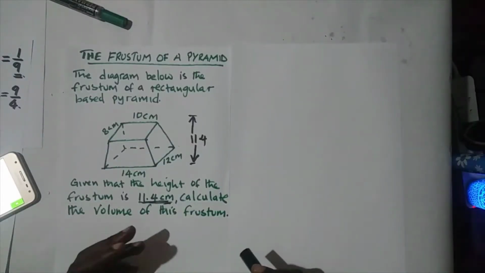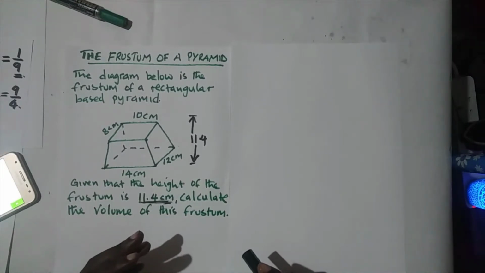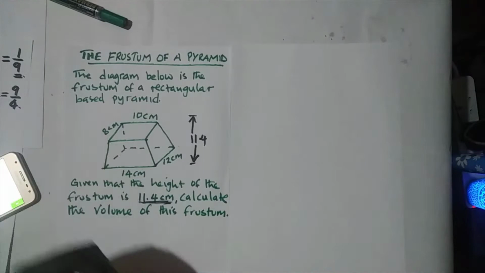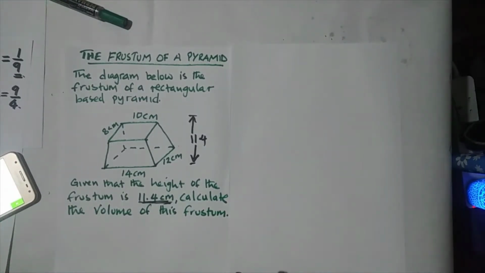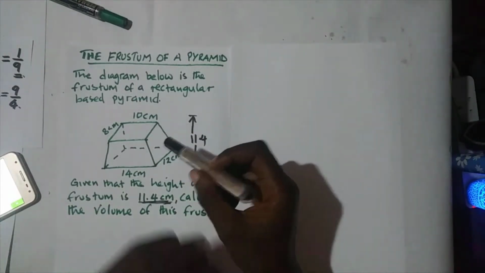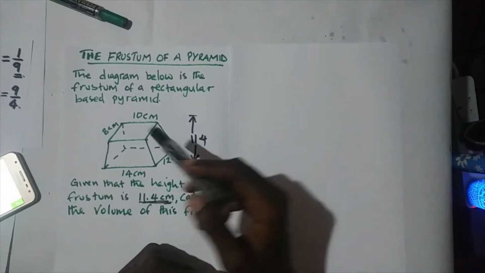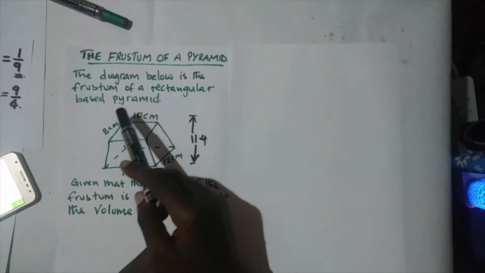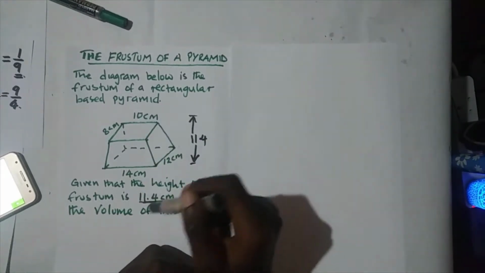I want to show you how to find the volume for the frustum of a pyramid. And so the question that we have here will help us understand how to calculate the volume for the frustum of a pyramid. The question says, the diagram below is the frustum of a rectangular based pyramid. So I'll start from there.